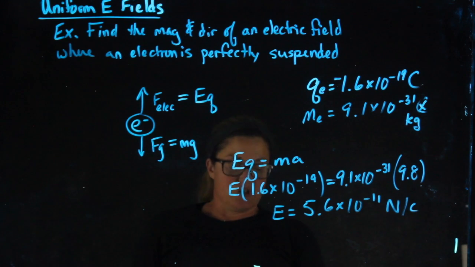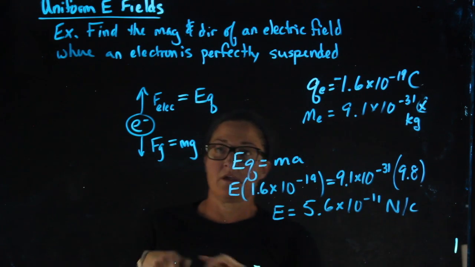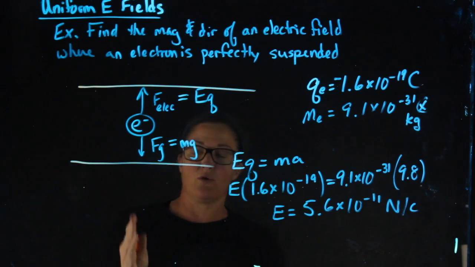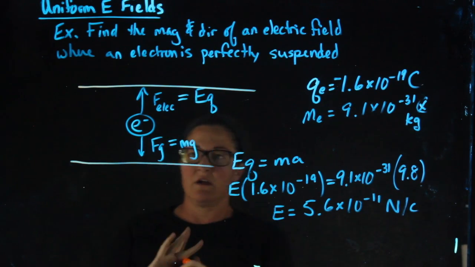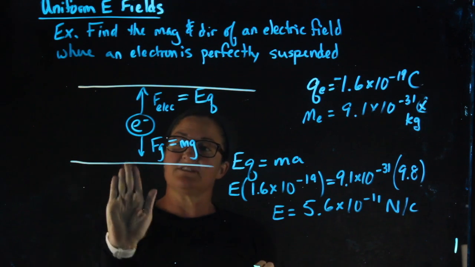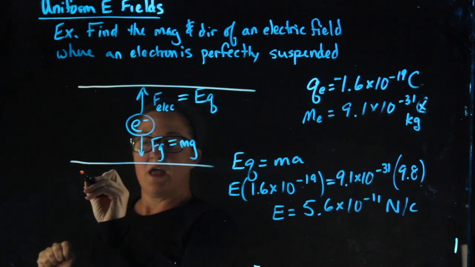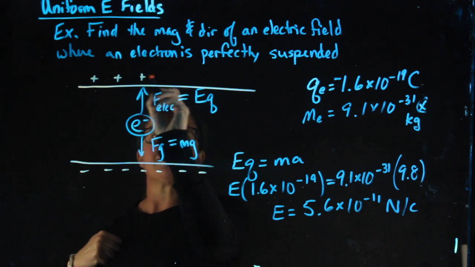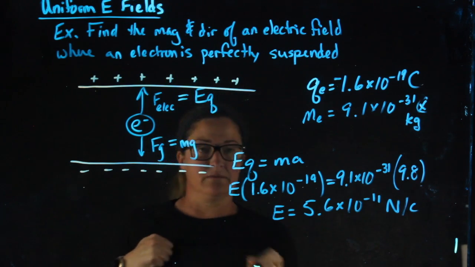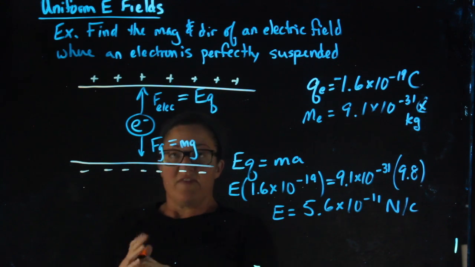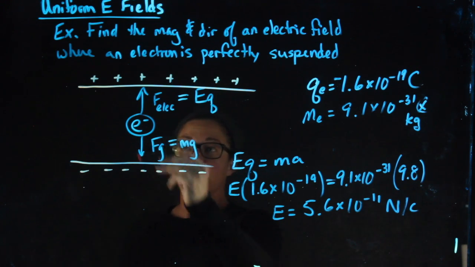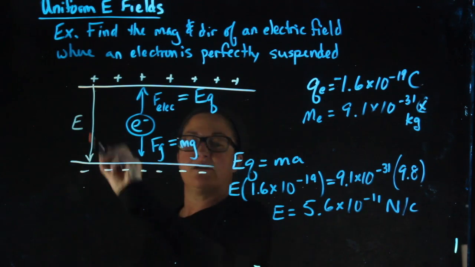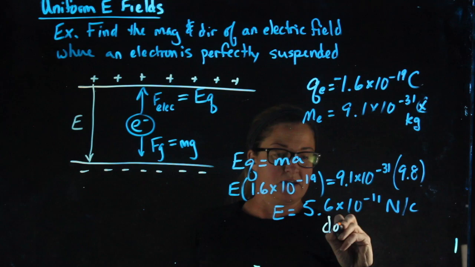I still need to decide direction. My electric field must be oriented this way in order to exert a vertical force. If the electrical force is pushing the electron upward, it must be repelled from the bottom plate and attracted to the top plate. The sign convention for an electric field is away from positive and toward negative, so my E field must be directed downward.